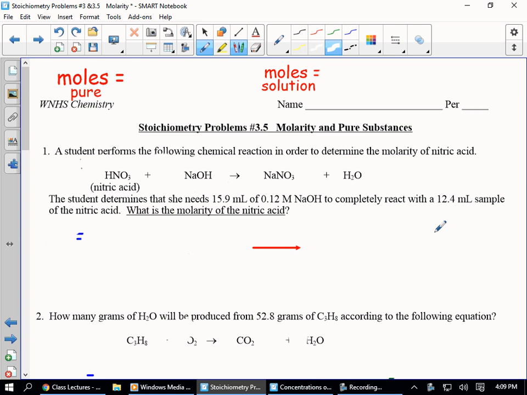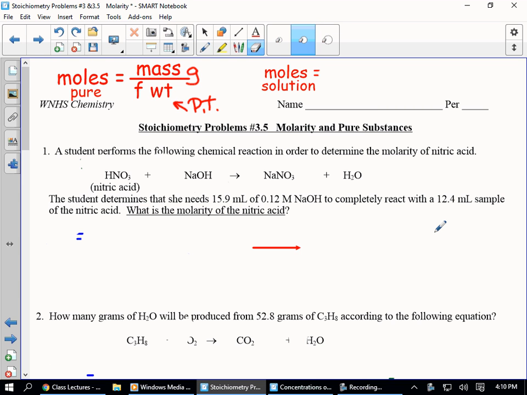So we know if we are talking about moles of a pure substance, we do mass over formula weight. Mass always has the unit of grams. Formula weight we can always get if we have a periodic table. So you want to make sure you have a periodic table with you, and a calculator fired up, ready to go.